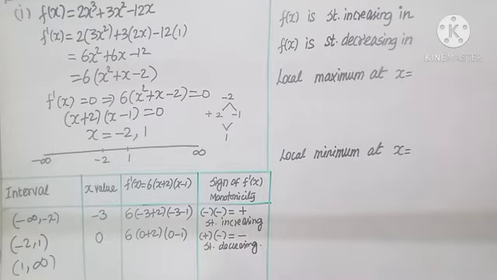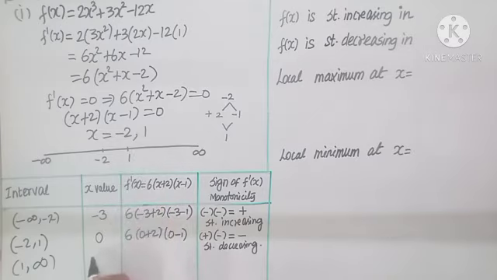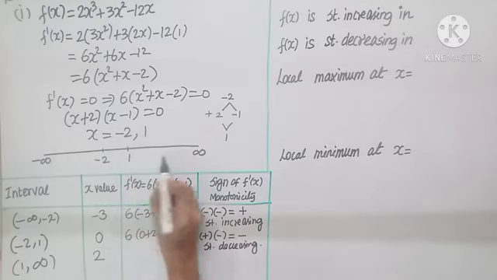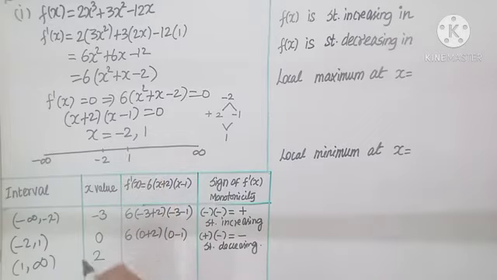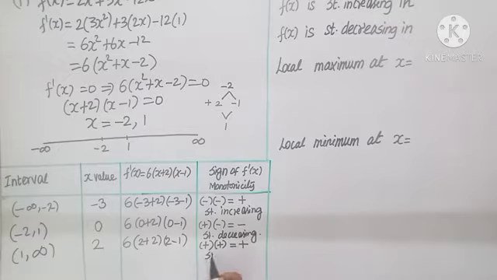The next interval, 1 to infinity. After 1, many numbers are there. The easiest one, let me say 2. Put 2 in the derivative: 6 into 2 plus 2 into 2 minus 1. 2 plus 2 is positive, 2 minus 1 is also positive. Together my answer is positive. Plus into plus is positive, so I will say this is strictly increasing.